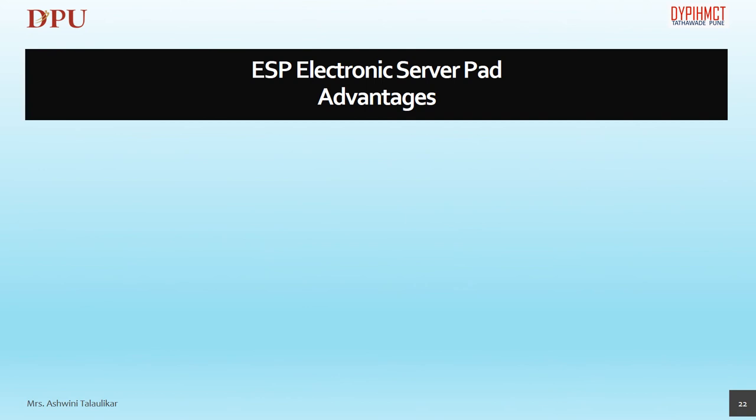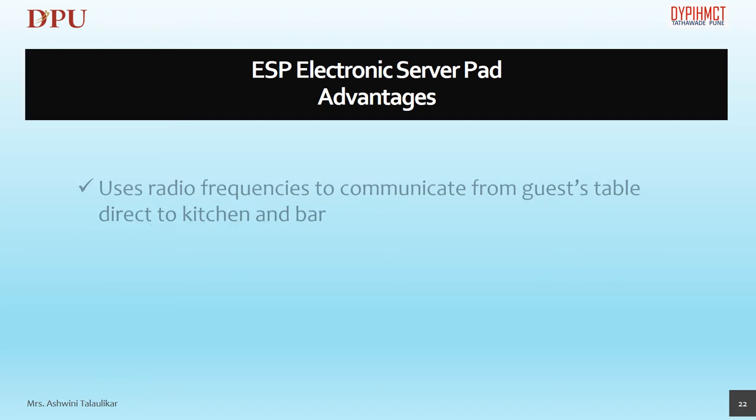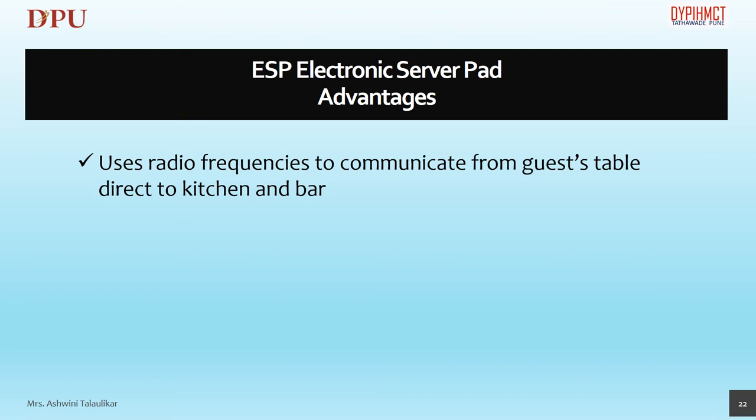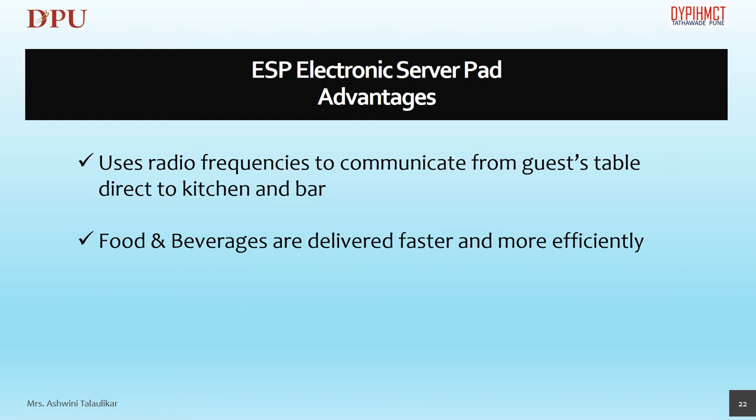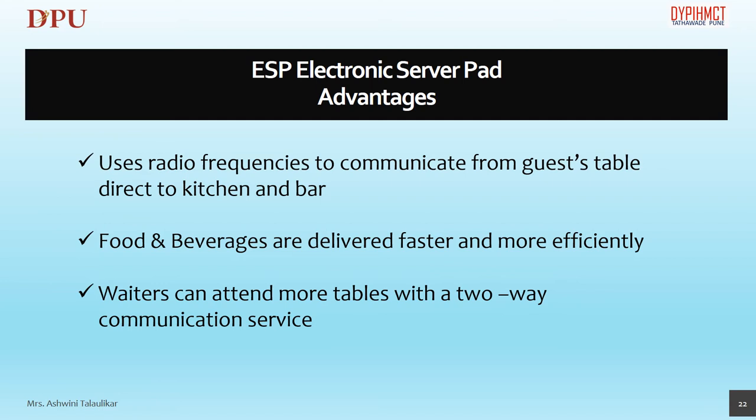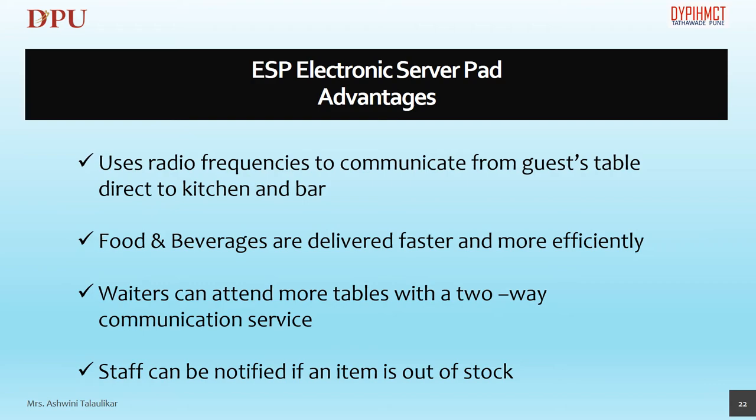The advantages of electronic server pad are: it uses radio frequencies to communicate from the guest table direct to the kitchen and bar. Food and beverages are delivered faster and more efficiently. Waiters can attend more tables with a two-way communication service. And staff can be notified if an item is out of stock.